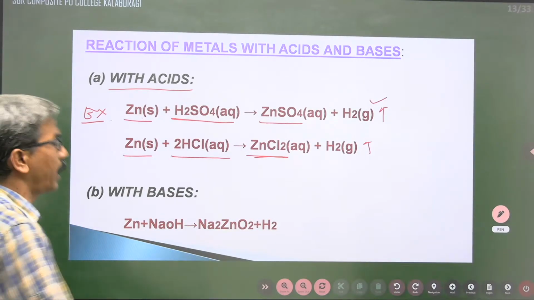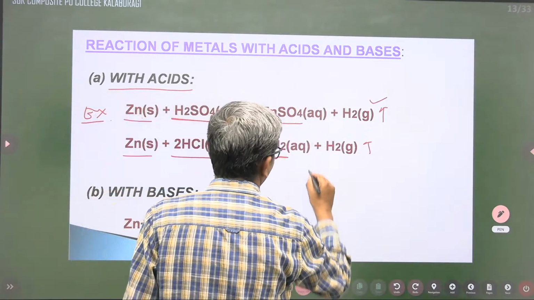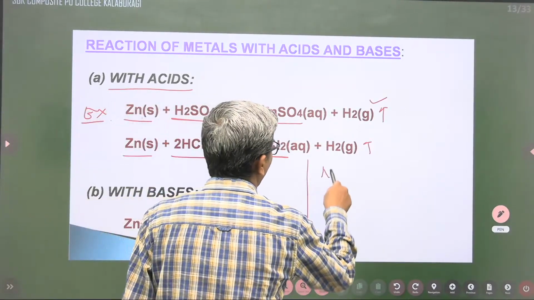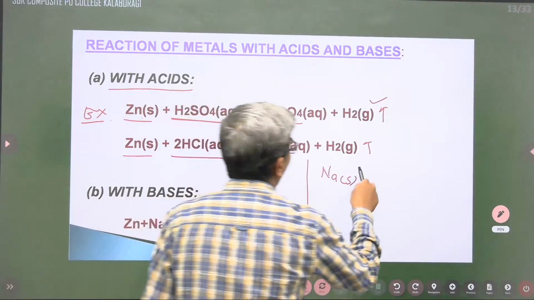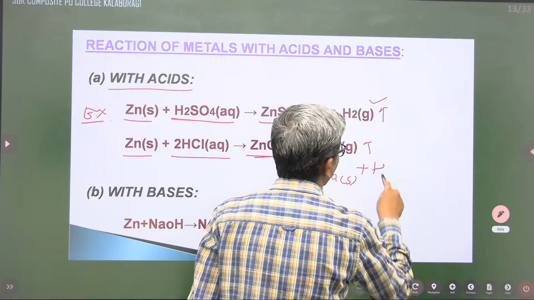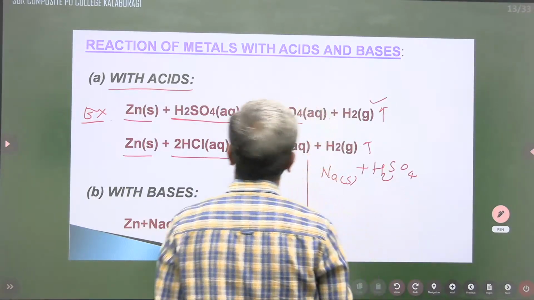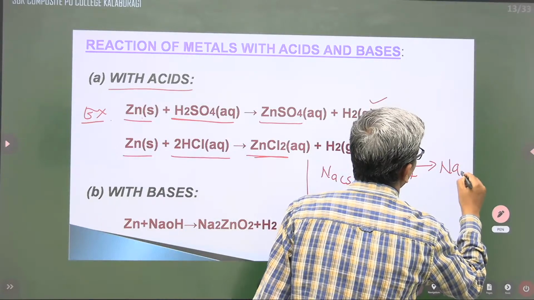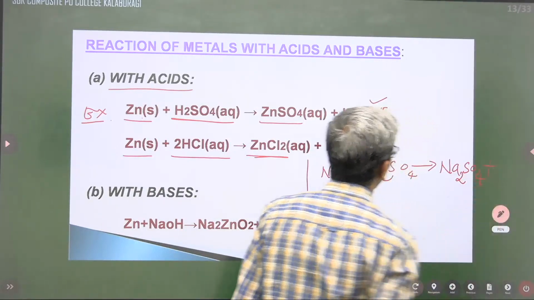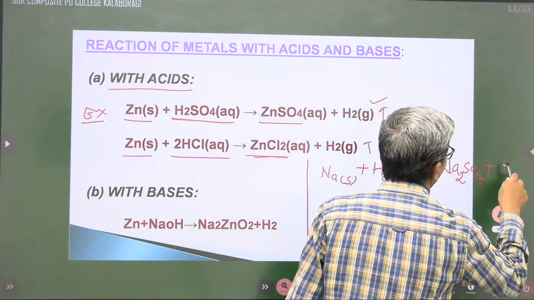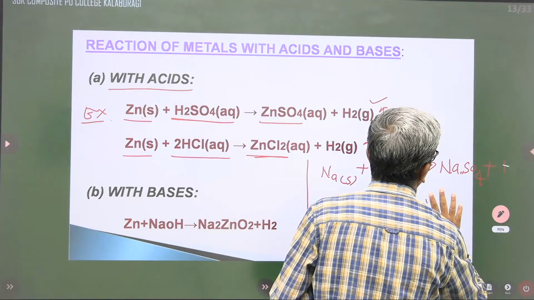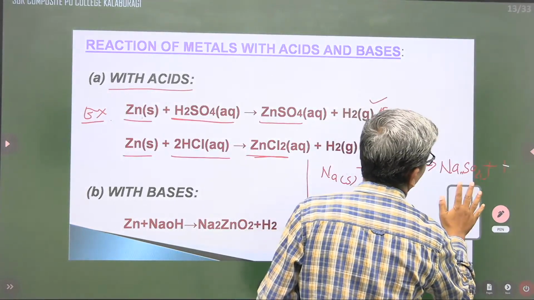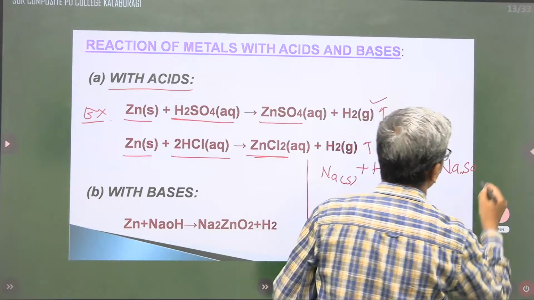Similarly, suppose I am writing one more equation this side. Instead of zinc metal, if I make use of the metal sodium, solid, and take the same acid, sulfuric acid, H2SO4, here we are going to get sodium sulfate, Na2SO4, plus it is going to liberate hydrogen gas.